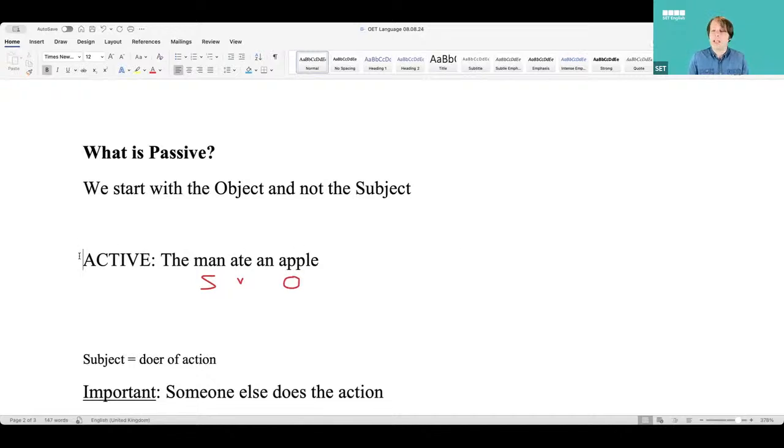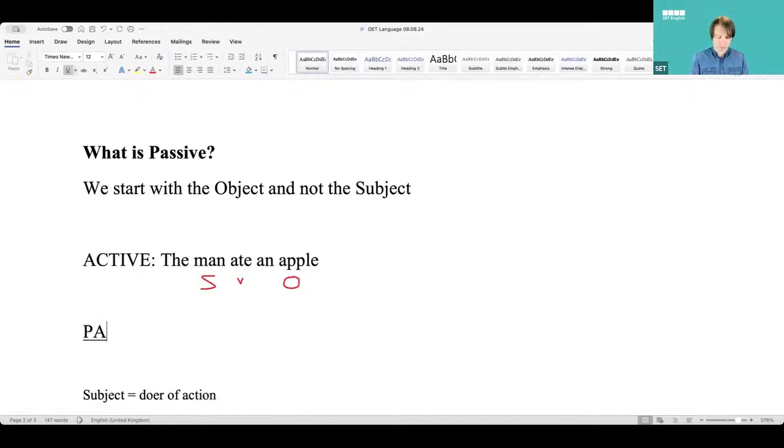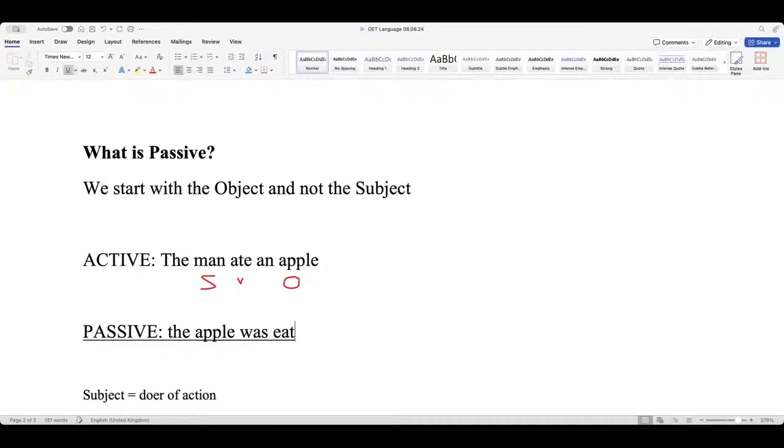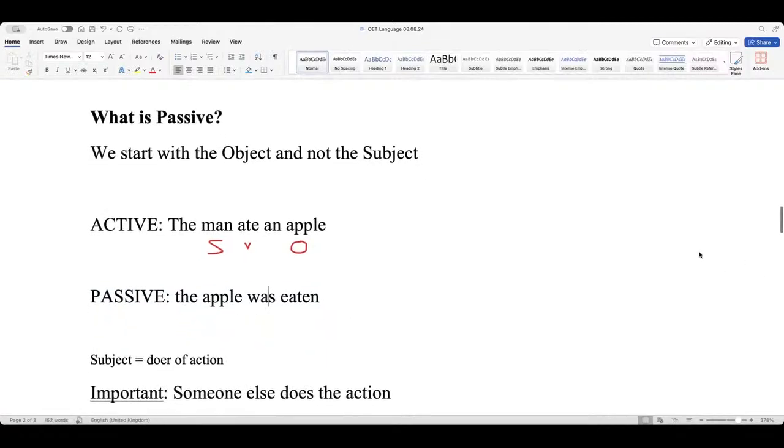So for example, here, everyone, what's the passive of "the man ate the apple"? The apple was eaten by the man. The apple was eaten by the man. Now, this is very important.